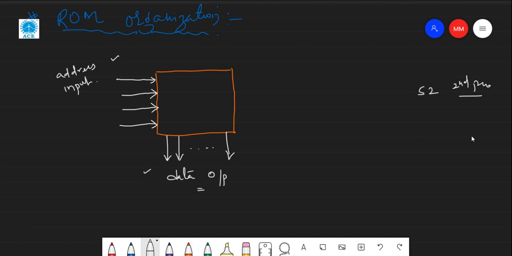So for that you require the address, which is the 52 page number. Got my point? I repeat once again. Suppose I ask one student to read the VLSI textbook page number 52 and second paragraph. What is that paragraph? For that the student requires the address, that 52 page number. That is nothing but address input. To represent the data output, the paragraph is nothing but data output. To know that, the 52 page number is the address line. Got my point?